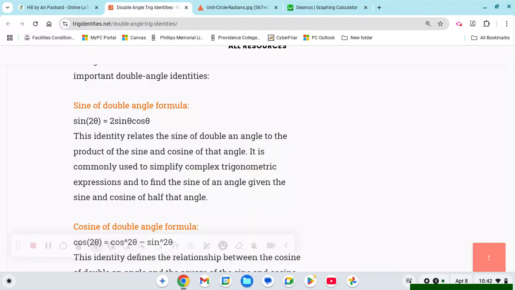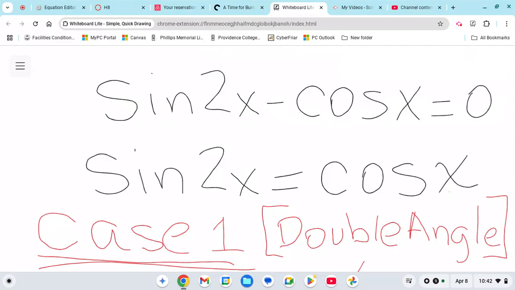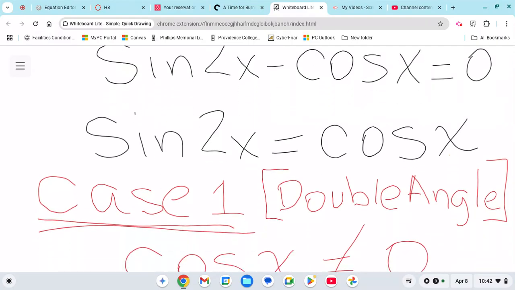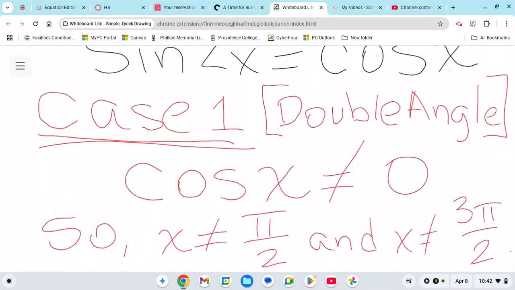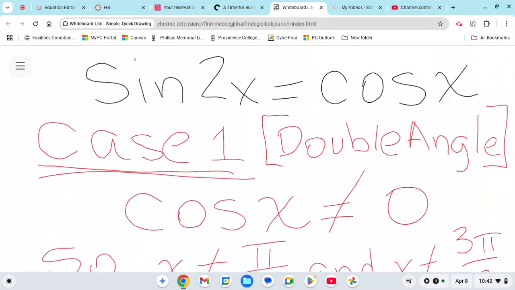This is trigidentities.net, and it tells us that the sine of 2 theta is equal to, so right here, we're looking at the double angle formula for sine, and this is going to crack the case wide open. All right, so remembering that we're going to use the double angle identity here, I just want to put a heads up, a warning.